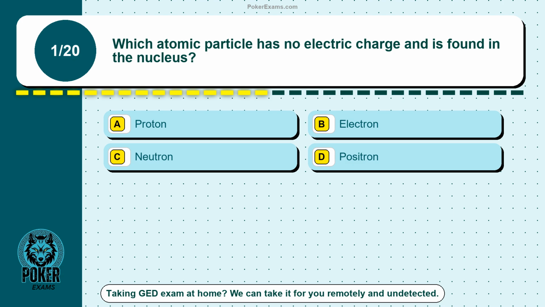Option A, proton. Option B, electron. Option C, neutron. Option D, positron.